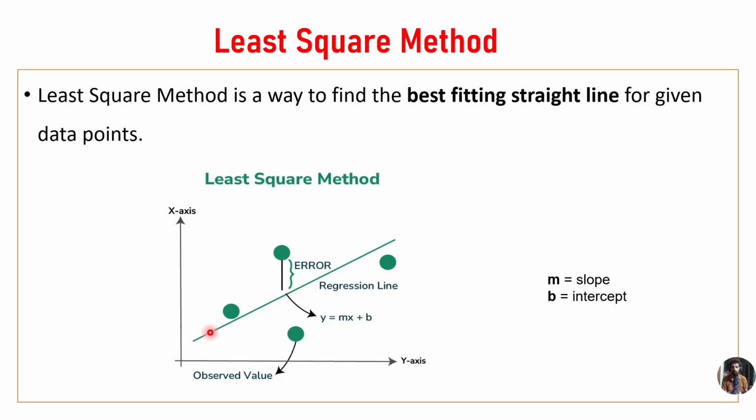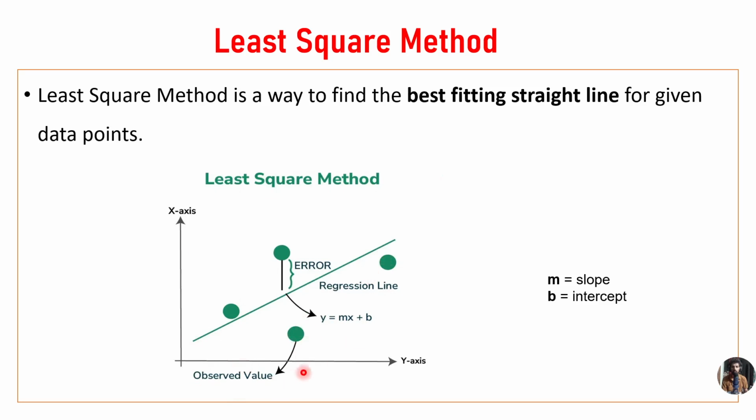Okay, so this line is called a regression line, and we can also say this is the equation y is equal to mx plus b. This is the equation for this line. So what is the main purpose of this least square method? We are going to find the best fitting straight line for given data points. In this there are 4 data points: 1, 2, 3, 4. This data point is called the observed value.